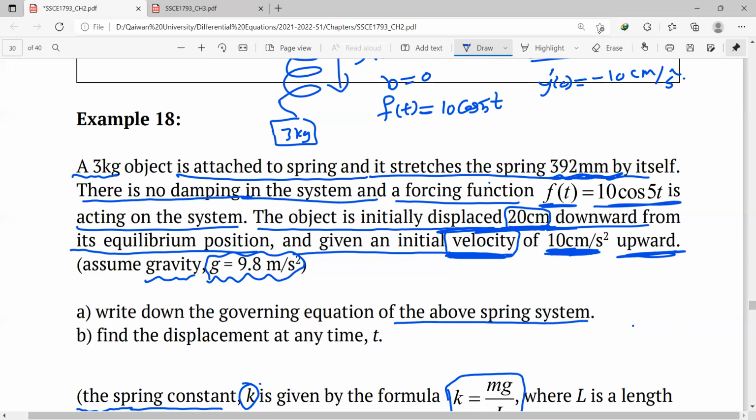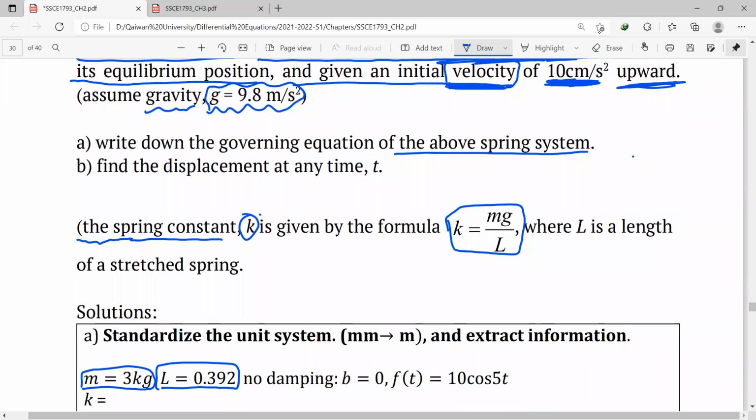392 millimeters. If you convert it to meters, we divide by 1,000. That means 392 divided by 1,000 equals 0.392 meters. So that's the length of the stretched spring, which is L. Here, L is 0.392. As you have no damping, B is 0. B is the damping coefficient. And also f of t, the right-hand side, is 10 cosine 5t.